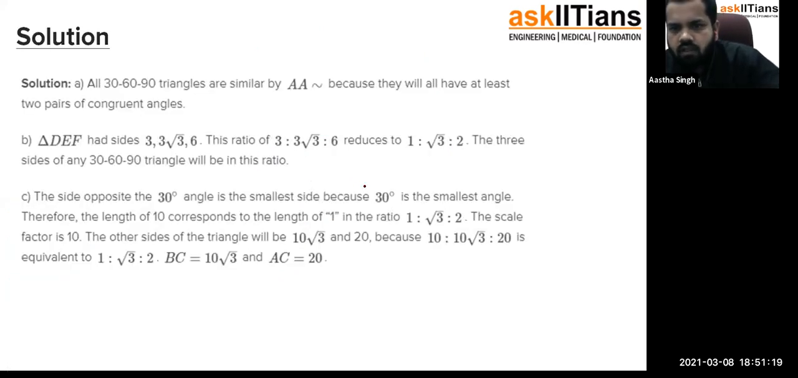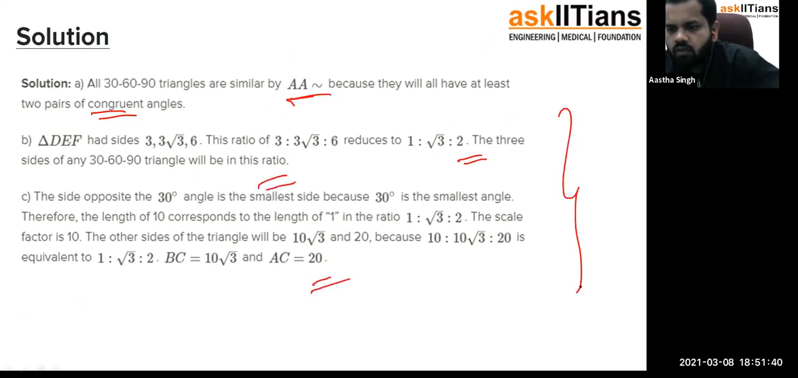you can also see the solution that by AA, two pairs of corresponding angles of the triangles are equal, right? Right, guys. Just go through the solution. If you do not know the value of sin 30 and cos 30, just go through the solution. Okay.